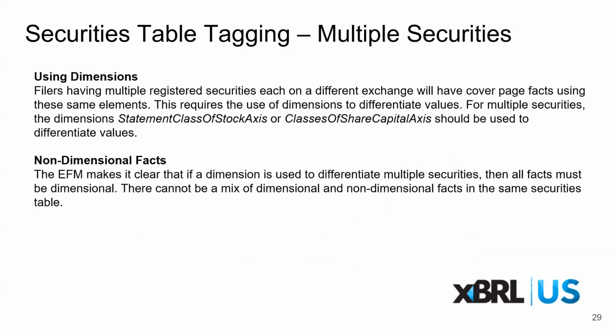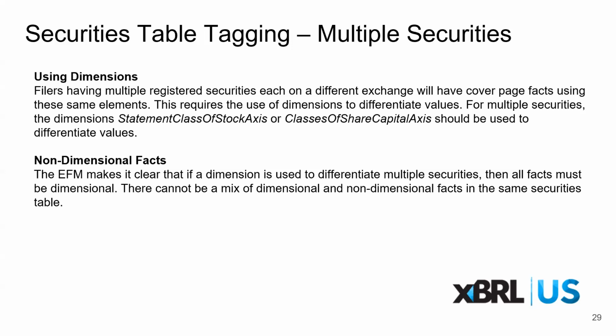Now, if you happen to have multiple securities on your table, well, we only have one set of elements that can be used. You have your 12g title, you have your ticker symbol, and you have your exchange name. So you have your one set of elements. In order to tag multiple securities, you have to use a dimensional element to differentiate these values.